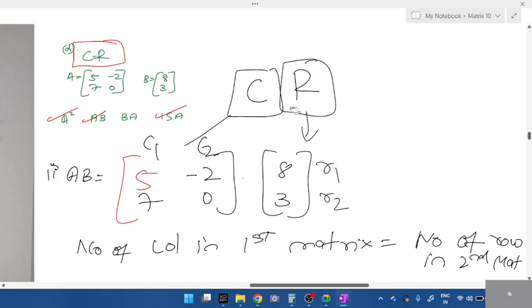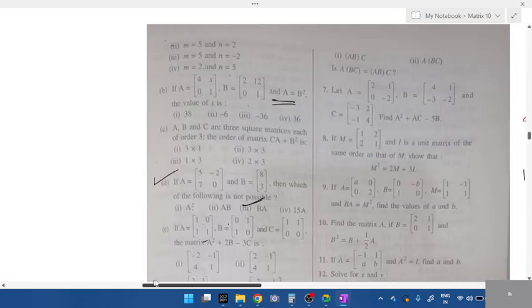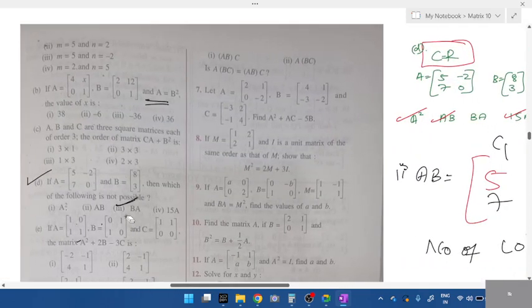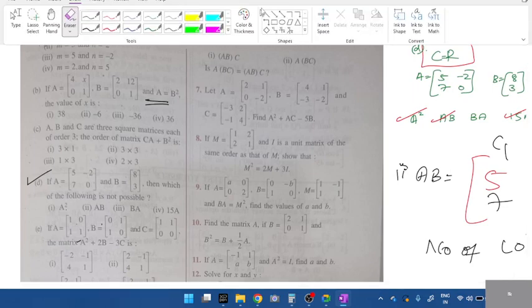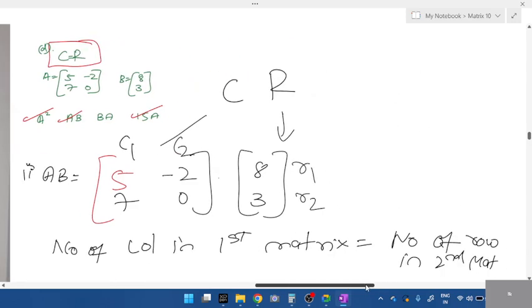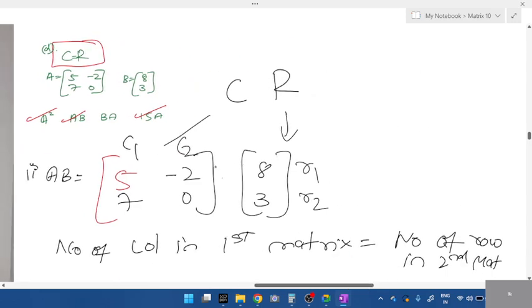No, it is not required. Only if they mention, if they ask that. Did they ask anything? They won't ask, which of the following is not possible, students. Only then you have to write, is this possible? Is this possible to multiply? So they'll give you two matrices and they'll ask whether AB is possible. Isn't it that kind of question? They're asking you a question.